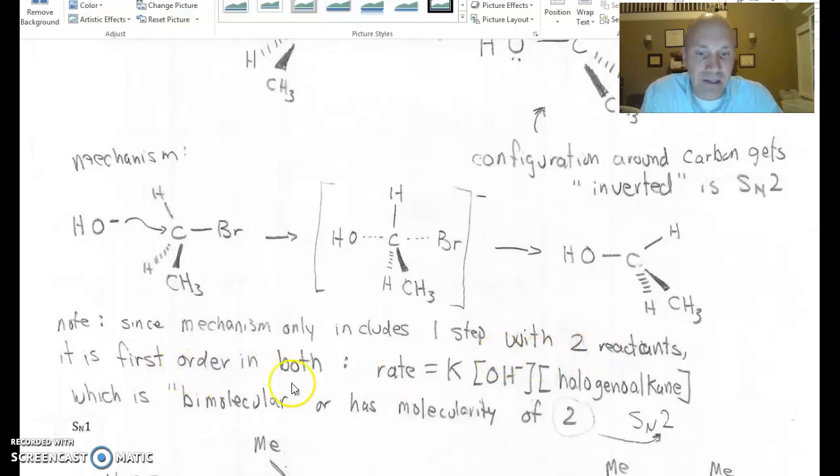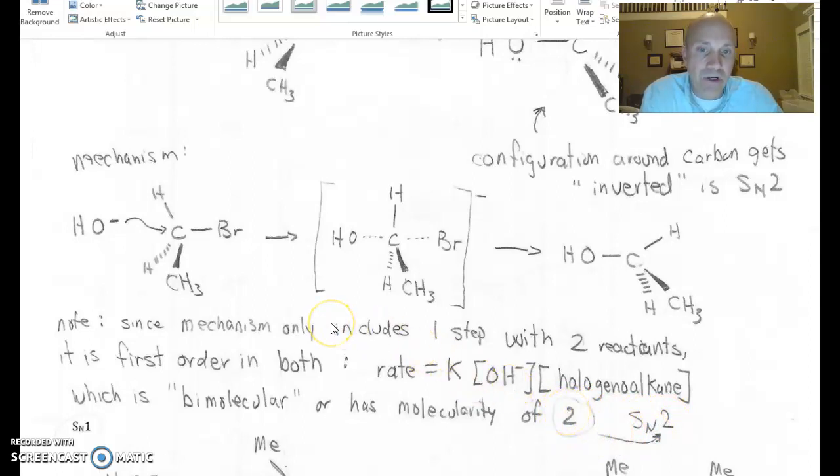If you remember back to kinetics, if you have two things that need to collide in the slowest step, which is the rate limiting step, then those things would both be in the rate equation. And since there are two species in the rate limiting step, one way of saying that is that it's bimolecular, or that it has a molecularity of 2. I would commonly just say that it's a second order reaction. So the 2 in the SN2 comes from the fact that it's a second order reaction.